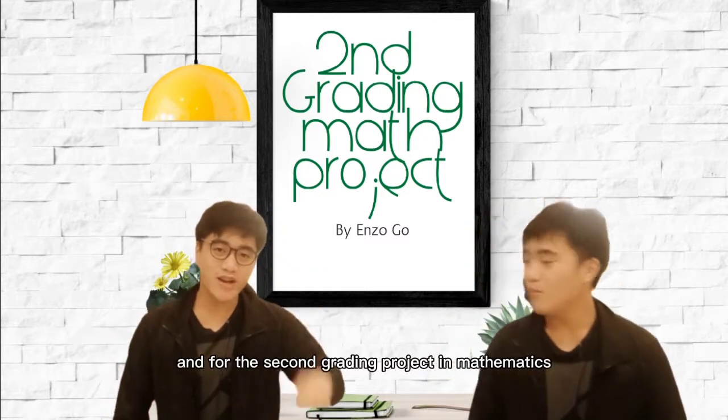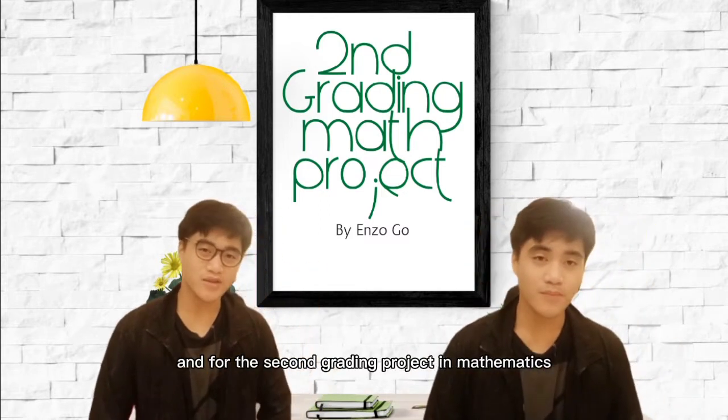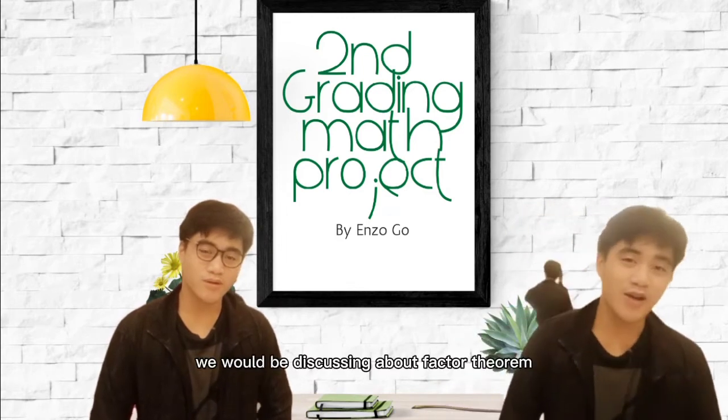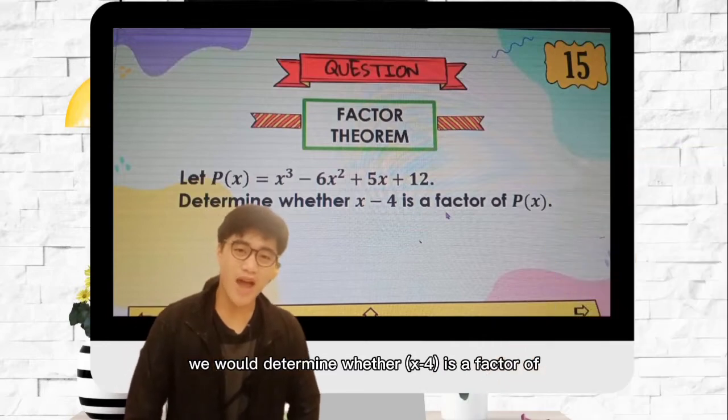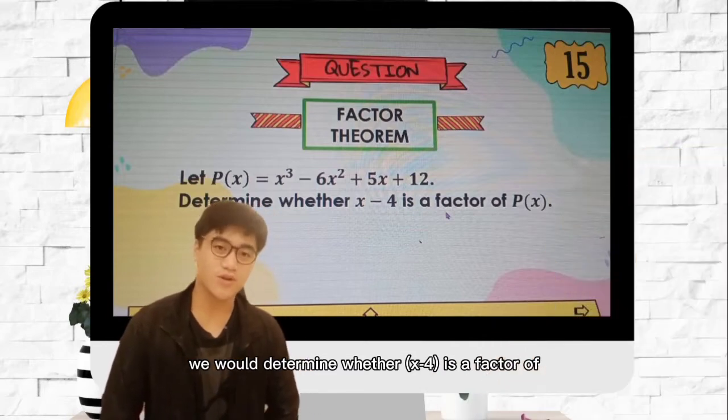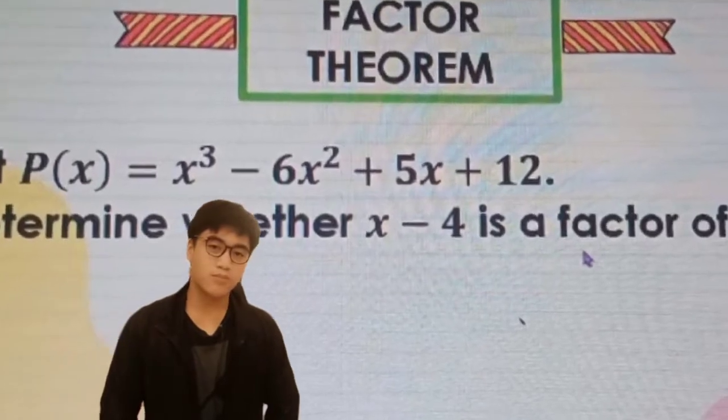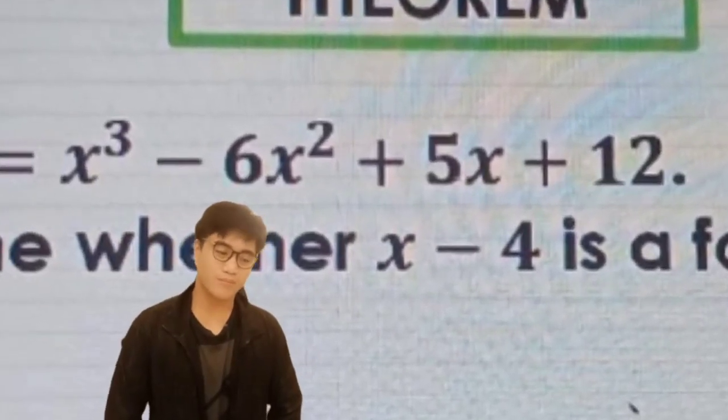And for the second grading project in mathematics, we would be discussing the Factor Theorem. We would determine whether x minus 4 is a factor of x cubed minus 6x squared plus 5x plus 12.